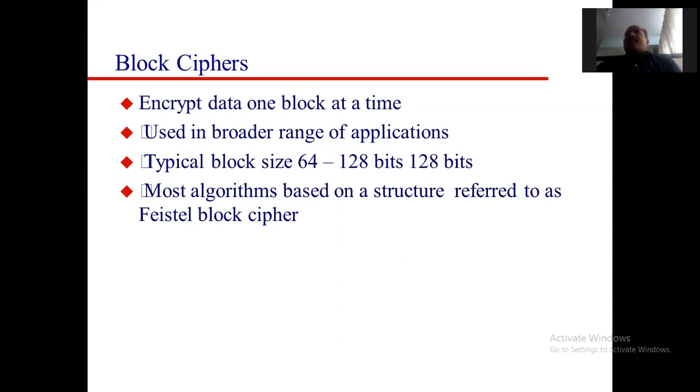Most algorithms are based on a structure referred to as the Feistel block cipher. See how that block cipher is going to work. Feistel defined one structure, and that structure is called the Feistel block cipher. He invented it. How the inputs are provided, what happens internally, and which functions are used, all of these things are there in the block cipher.